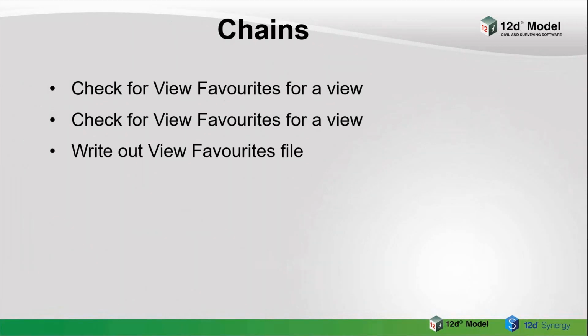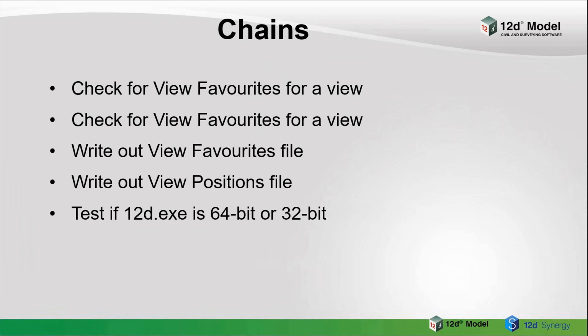It should have been view positions, write out view favorites, write out view positions, test if a 12D X is 64-bit or 32-bit. We find we need that at times because some things can't work on 32-bit or only can work on 64-bit. So before we test things, we need to know which way.